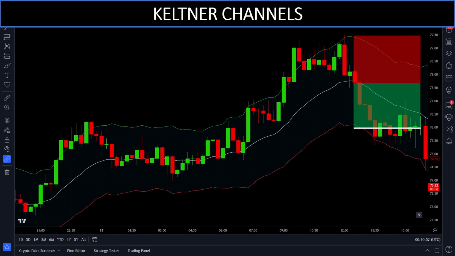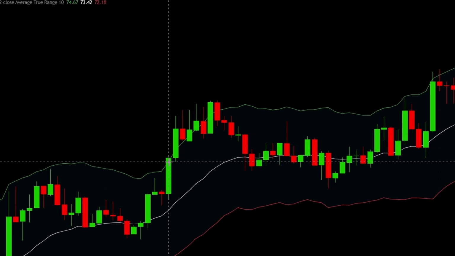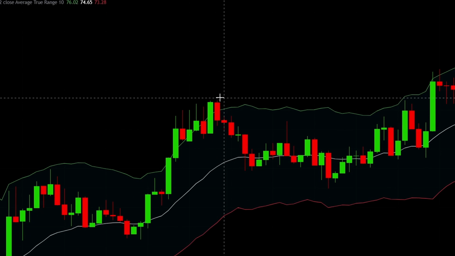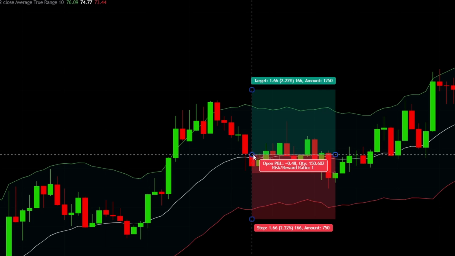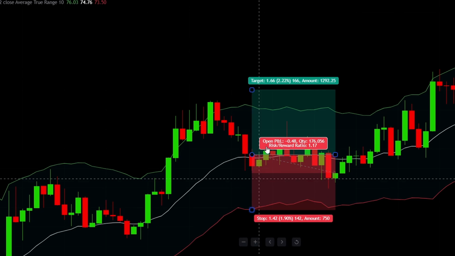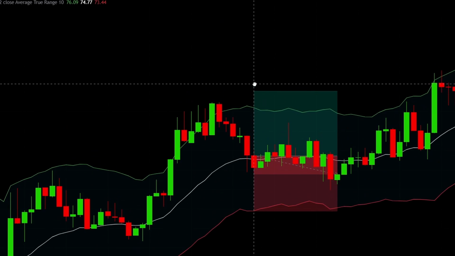But the main idea behind the strategy mentioned in the video is the following. For long trades, first wait for the price to get close or touch the upper band, then wait for a retrace to the middle line, and then enter into a long position. For shorts, we are looking for exactly the opposite.